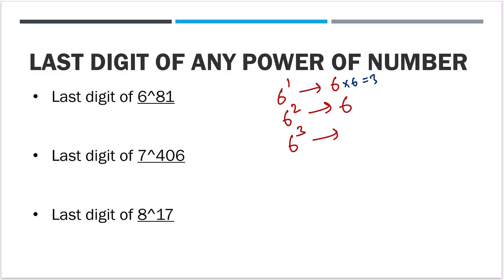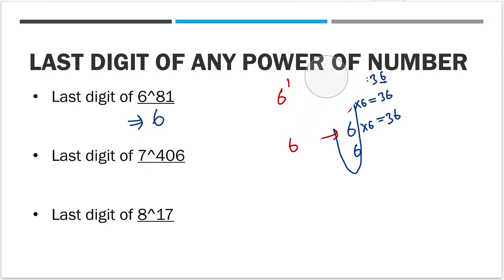6 6s are 36. So the next answer will be 6. Bring 6 here. 6 into 6, 36. Bring 6 here. So in the case of 6, like 5, the last digit can only be 6 and nothing else. So the last digit of 6 raised to power 81, or 6 raised to power n, no matter what n is, the answer will always be 6.